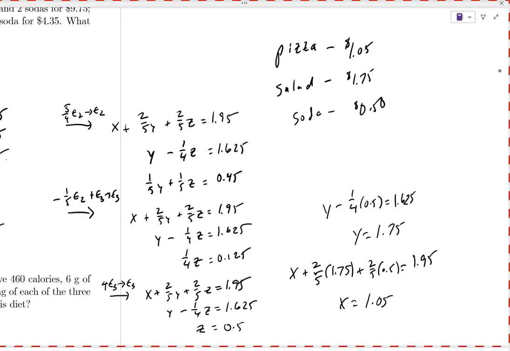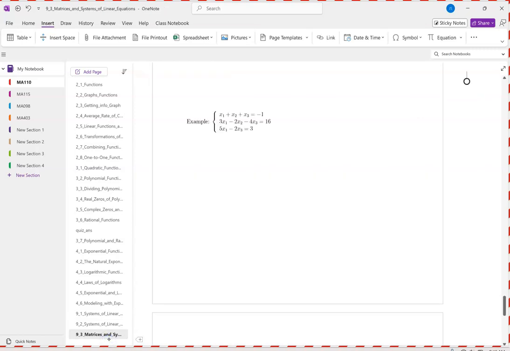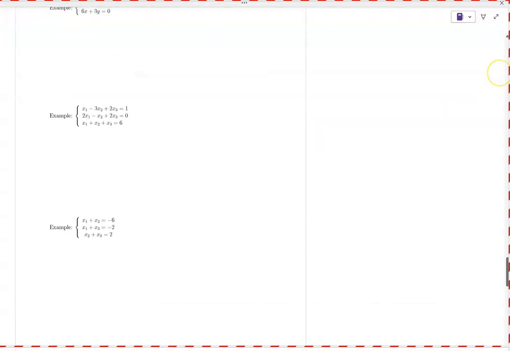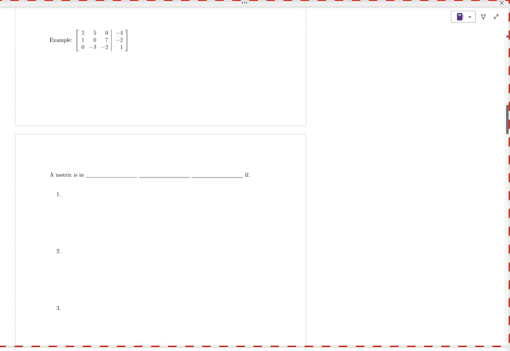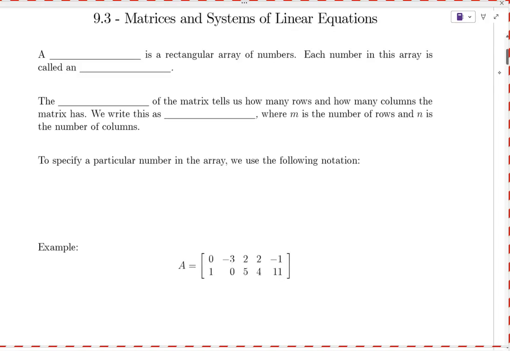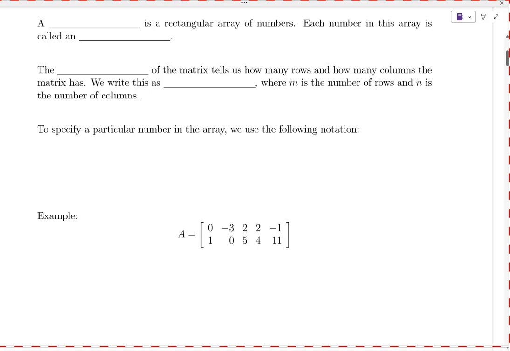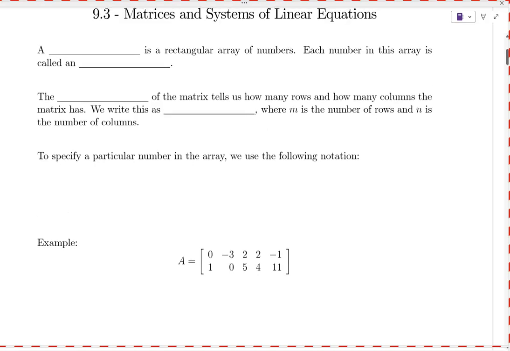All right, so then in the next section here, we'll just do a little bit today. We'll finish it up on Wednesday. We're going to talk about matrices and how they relate to systems of equations. So just to start filling parts of this out. What we refer to in math, when we have a rectangular array of numbers, we refer to that as a matrix.